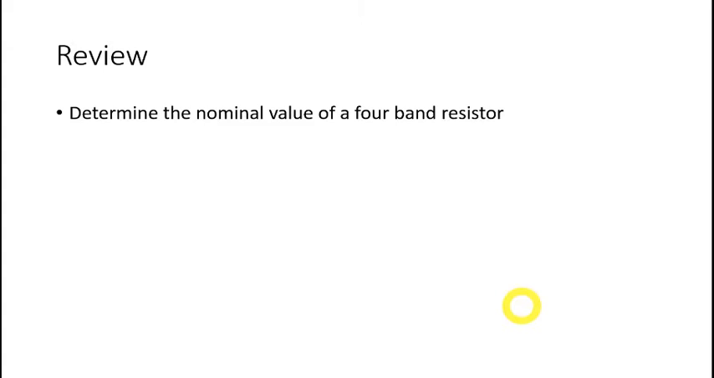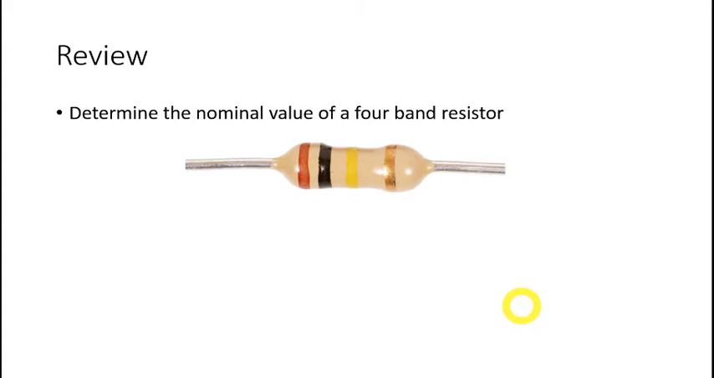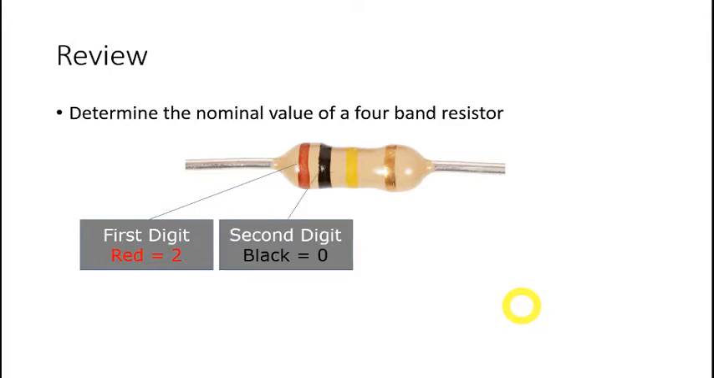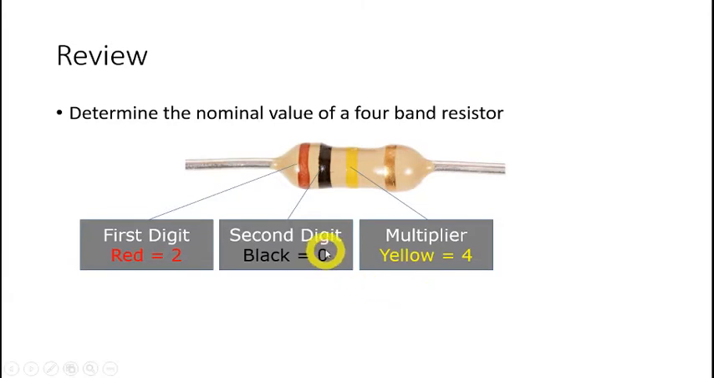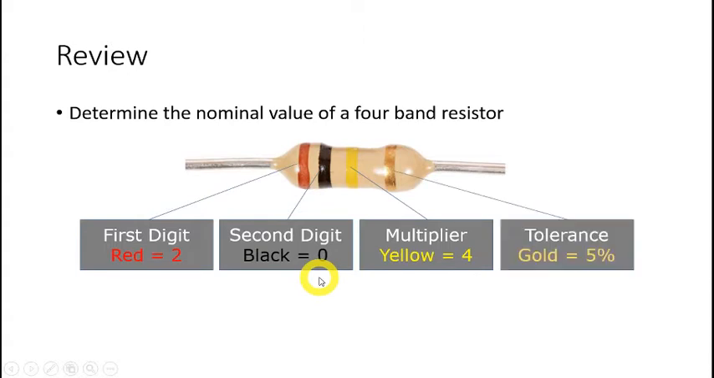Let's determine the value of a 4-band resistor. Here's a different resistor for us to discern the value. First digit is red, so that's a 2. And the second digit is black, so that's a 0. So that would give me a 20. And then our multiplier would be 4, so we would have 4 zeros behind the 20. Okay, you don't want to include this 0 in the 4 zeros. You're adding 4 zeros on top of that. Okay, and then our tolerance is 5%.